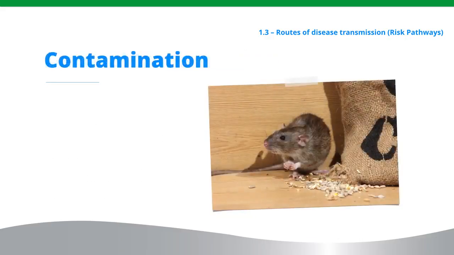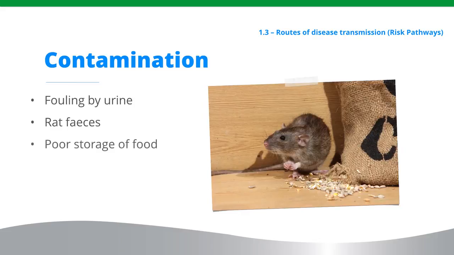Contamination can occur when food or water is fouled by urine. Another possibility is where rodents or other wild animals leave feces on food. This is a distinct possibility from when food is poorly stored, for example in an outbuilding or loose in a tub.